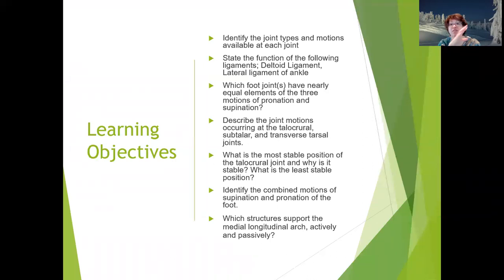So there are a lot of ligaments in the ankle, but I'm just going to have you focus on the two main ones. One of them's medial, one of them's lateral. There are foot joints that have nearly equal elements of the three motions that combine to make up pronation and supination of the foot. And we're going to talk about them. We want to describe the joint motions occurring at the talocrural, subtalar, and transverse tarsal joints. What the most stable position of the talocrural joint is and why it's stable, and what is the least stable position, and how does that relate functionally to what we're going to tell our patients.